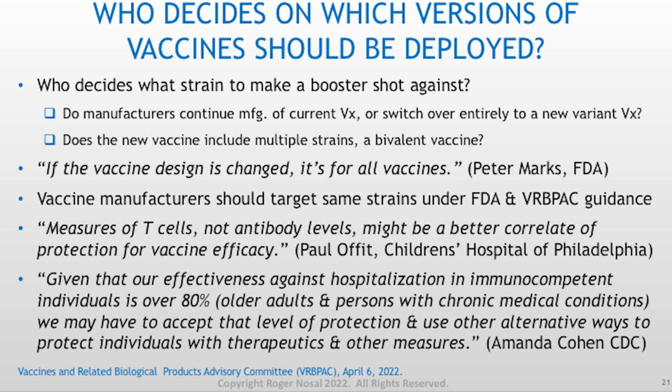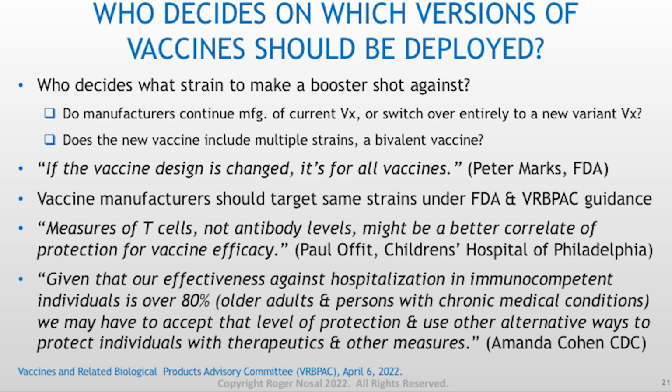We made as many as we could, as quickly as we could, and now a lot of them are sitting and expiring. We have been able to move them to other countries, as other countries have started to approve or authorize the use, but they may even be obsolete at this point if we're based on Wuhan and we need the new variants. If the vaccine design is changed, it's got to be for all vaccines, according to Peter.